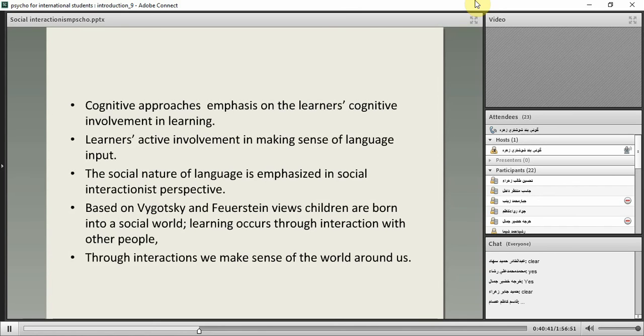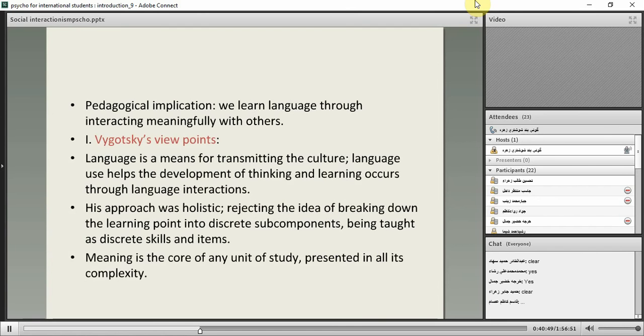Why? Because through interaction, we make sense of the world around us. That is, we understand the world through communicating with others, through interacting with others. And this has a pedagogical implication. That is, it has a lesson for us as language teachers. We learn language through interacting meaningfully with others. Okay. This was an overview and introduction of the social interactionism school of thought.